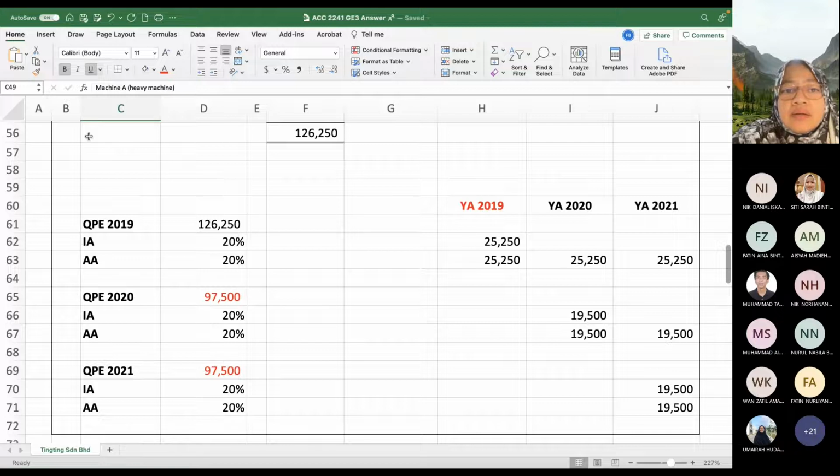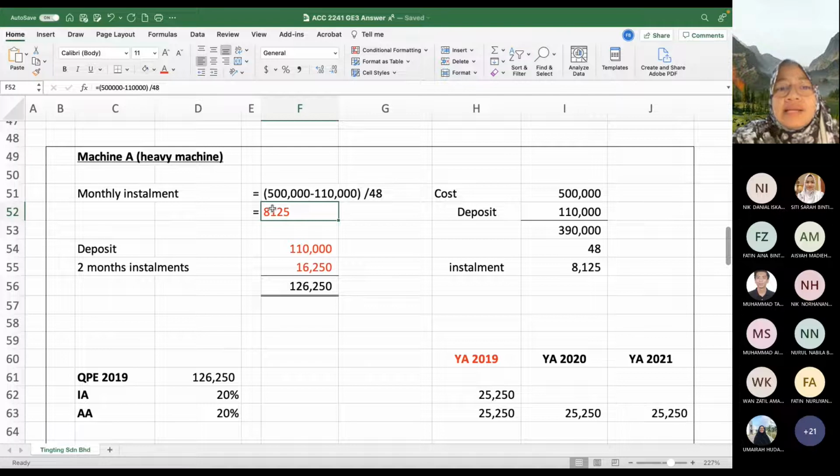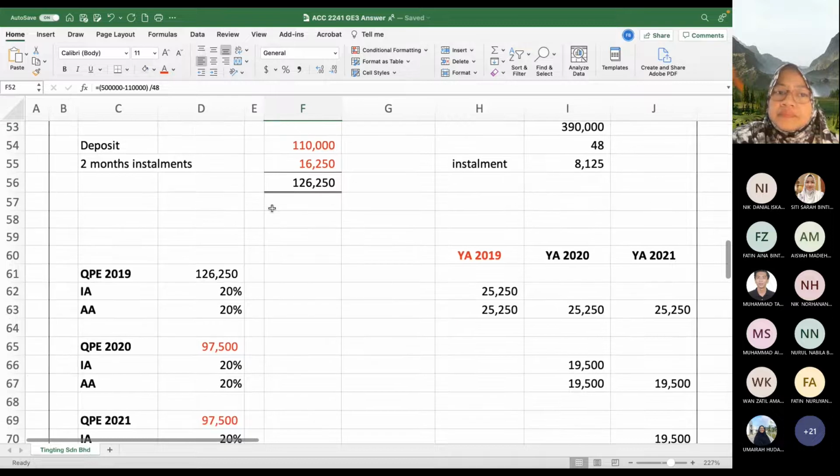I think there are a few groups that didn't show me clearly how you compute your installment payment, so you are losing 2 marks there. 2 ticks there, I don't give. Anything else? No.